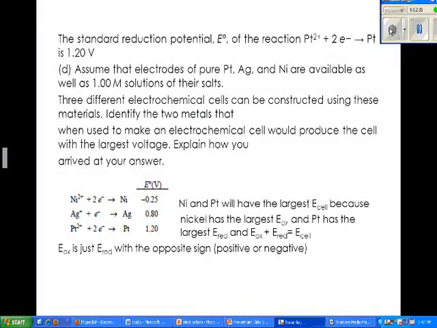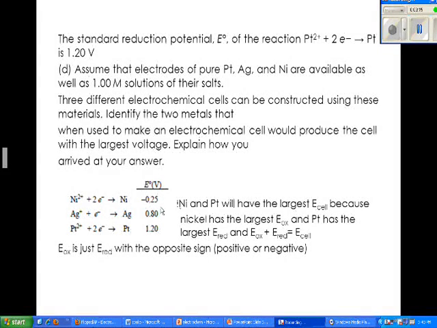Part D of the question says that the standard reduction potential of the reaction platinum 2 plus plus 2 electrons goes to platinum solid is 1.2 volts. Assume that the electrodes of pure platinum, silver, and nickel are available, as well as 1 molar solutions of their salts. 3 different electrochemical cells can be constructed using these materials. Identify the 2 metals that when used to make an electrochemical cell would produce the cell with the largest voltage. Explain how you arrived at your answer.